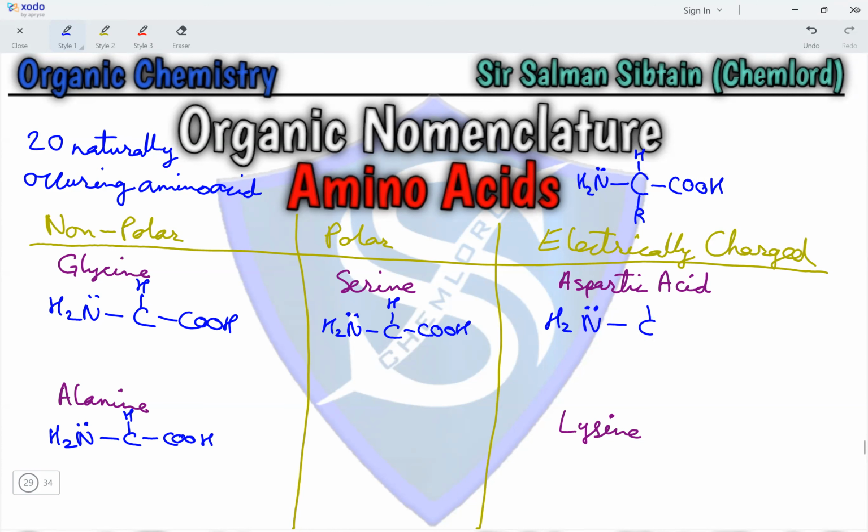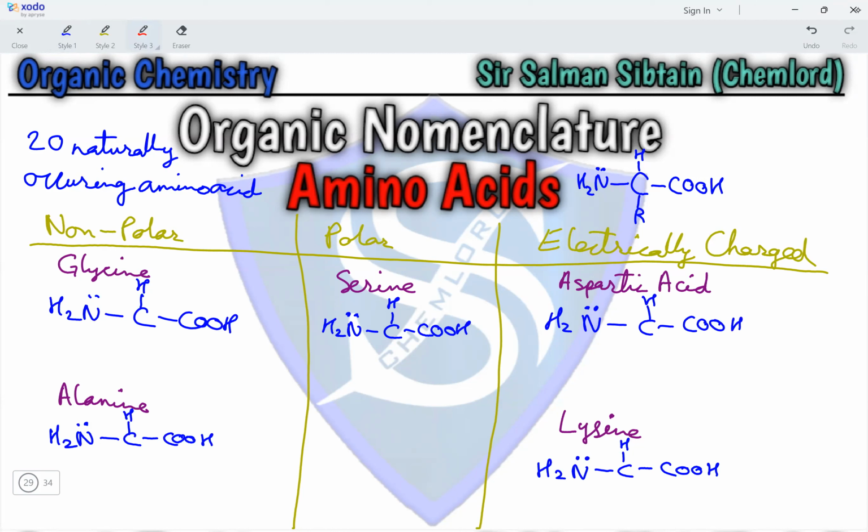And if it is electrically charged, now electrically charged here refers to the presence of either the COOH functional group or the NH2 functional group in the structure of the amino acid at the position where the R group is present. So you can say that electrically charged amino acids will have an additional COOH or NH2 group present in their R groups. That is the categorization of such amino acids under the heading of electrically charged amino acids. So now let's draw their R groups.